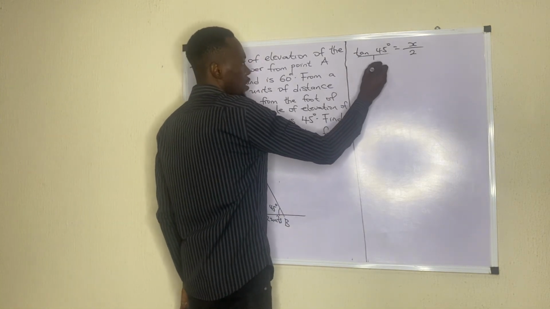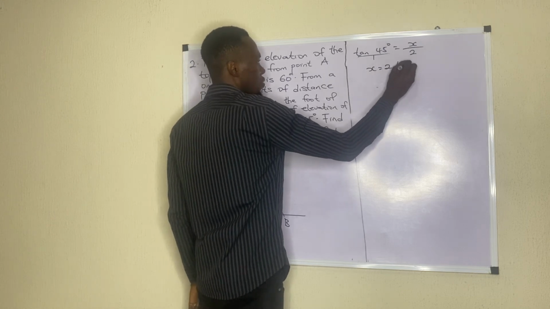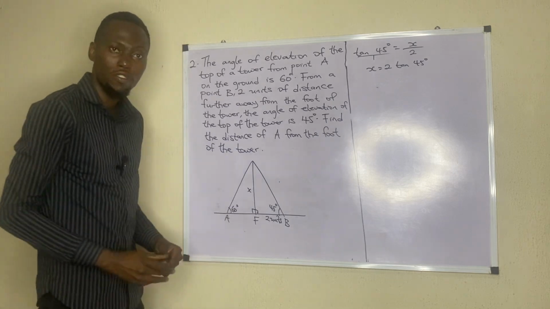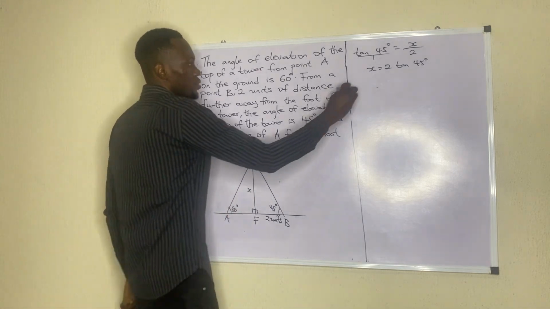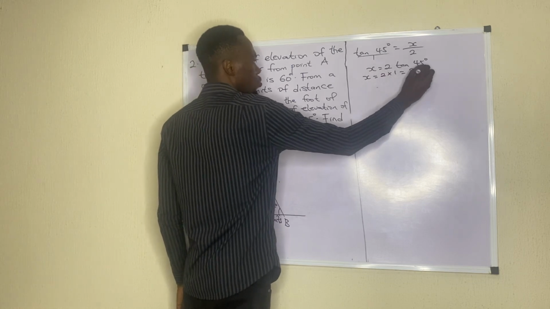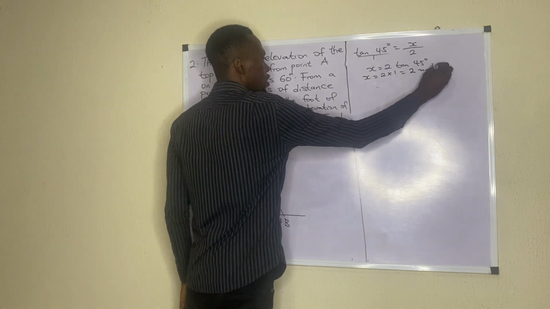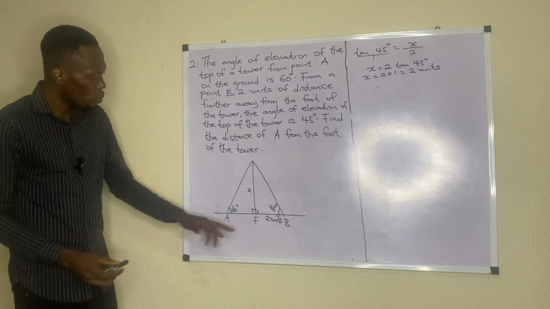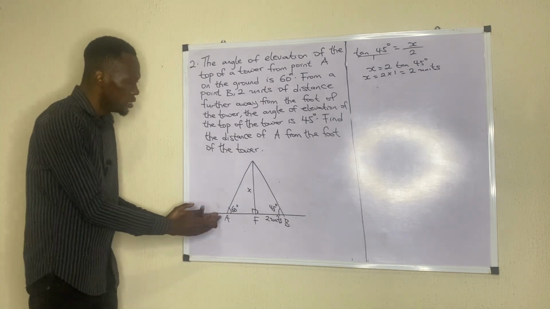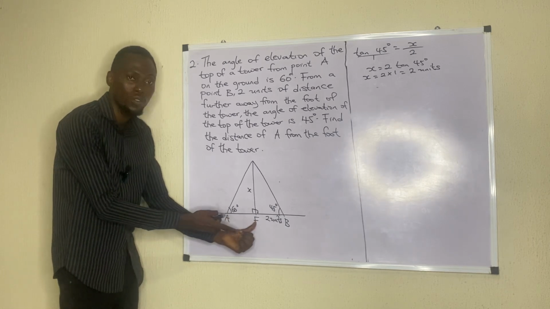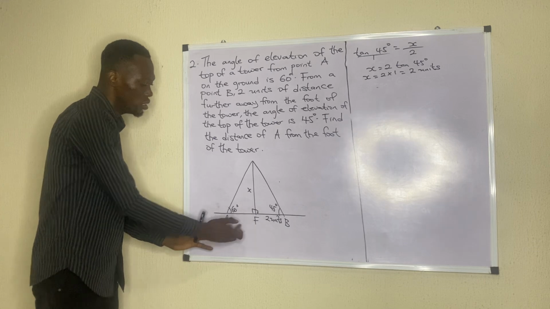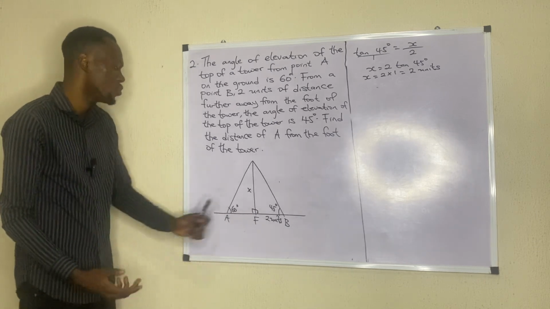Cross and multiply, I'll have that X equals 2 tan 45 degrees. And we know that tan 45 degrees is 1, special angles. So this will give me 2 times 1, which equals 2 units. So therefore the height of the tower is 2 units. So we can now get the distance from A to the foot of the tower. Let's call this distance AF, since it's from A to the foot of the tower.